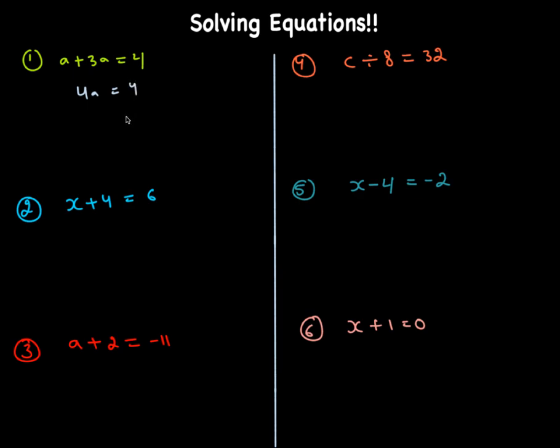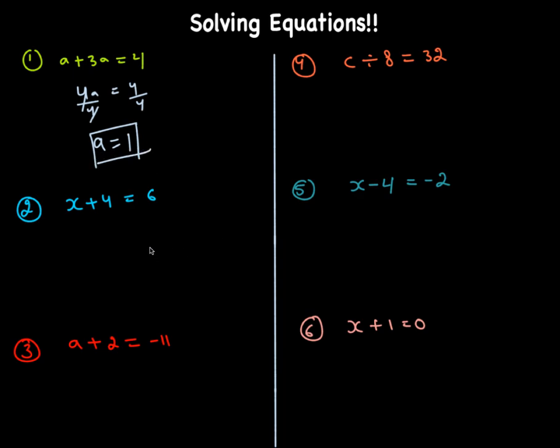Now we just want to find the value of a, so we want to get rid of this 4a. What should we do to get rid of this 4? If we divide both sides by 4, this 4 will cancel out with this 4. On the left hand side we're left with only a, and that is equal to 4 divided by 4, which gives me 1. So that is the answer. We solved this equation.